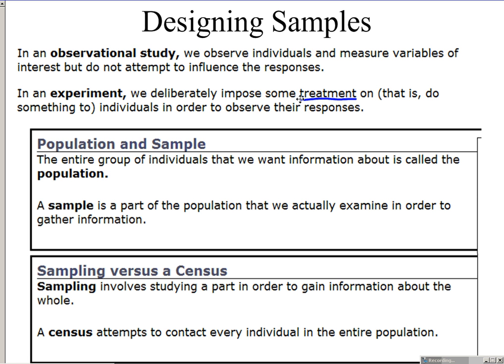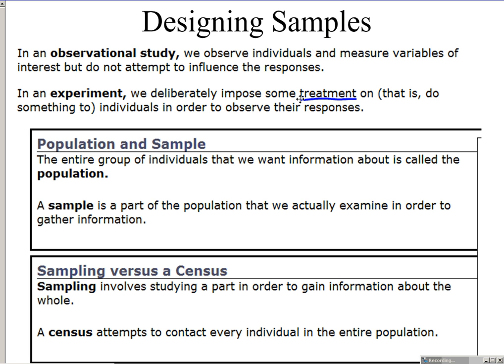Population and sample. The entire group of individuals that we want information about is called the population. The sample is the part of the population that we actually examine in order to gather information. Right now, with it being a presidential election year, if you look at the newspaper, look at things on the internet, or watch the news, you see a ton of polling where it will tell you what the sample size is, and the intended population would then be the actual voters on election day. So that's an idea of a sample versus the entire population.